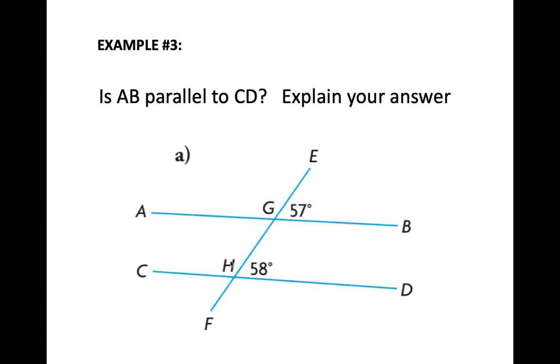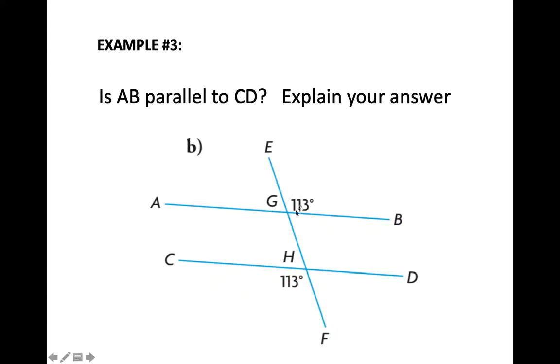Last type of question you're going to see, and this one pops up when you do the examples from your textbook, is they want you to tell them whether or not these lines are parallel. And remember, you're going to know they're parallel if the corresponding angles are equal. So these two angles are corresponding angles, but they're not equal. One is 57, one is 58. So we would say that AB is not parallel to CD.